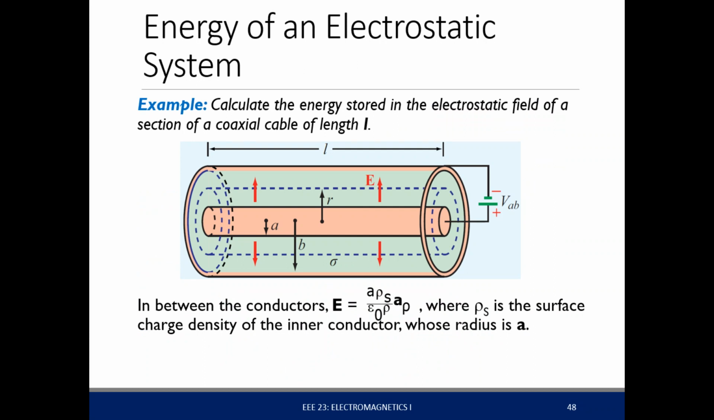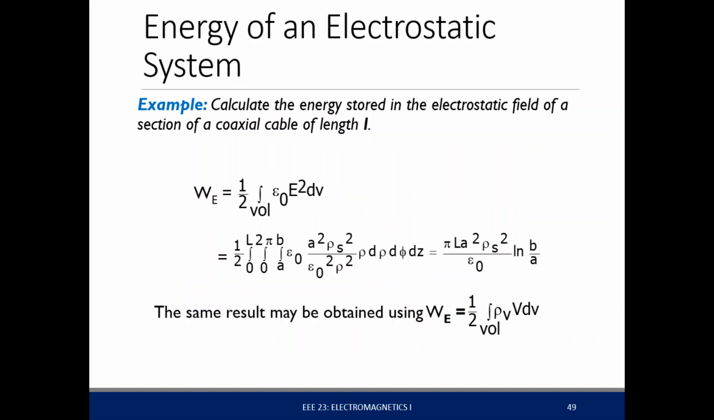For example, we're interested in calculating the energy stored in the electrostatic field of a section of a coaxial cable of length L. So it's a part of your coaxial cable. Knowing that between the conductors, the electric field is this expression, where rho s is the surface charge density of the inner conductor, whose radius is a. We want to know the energy stored in that coaxial cable. We'll just use this expression for the potential energy.